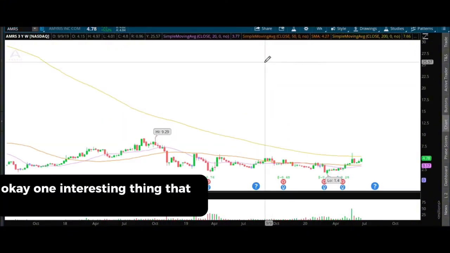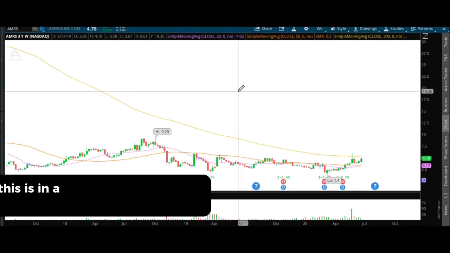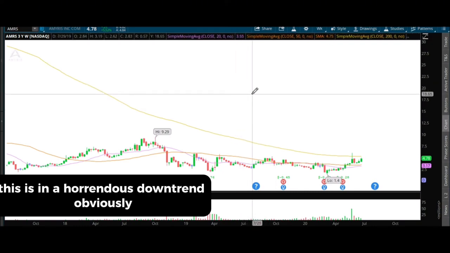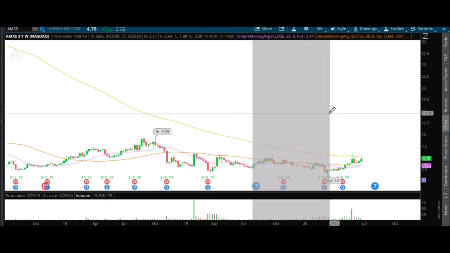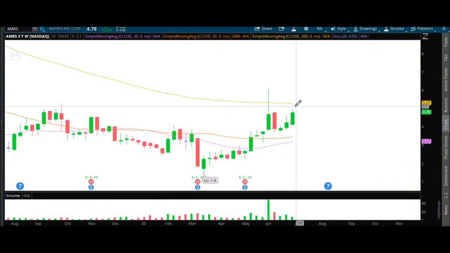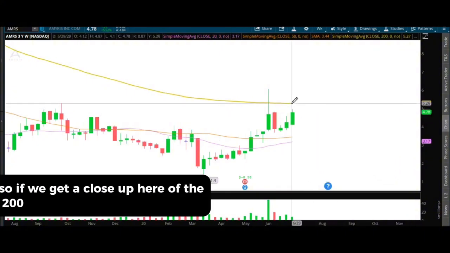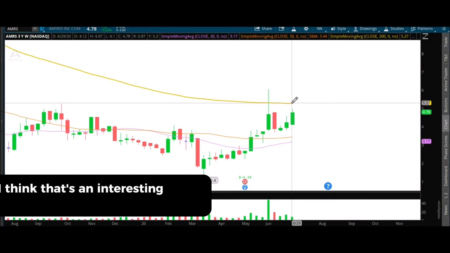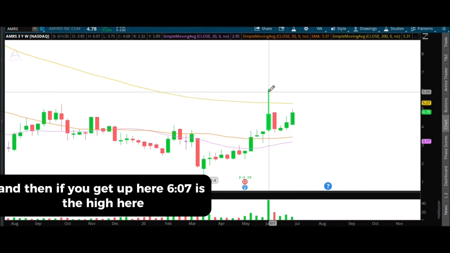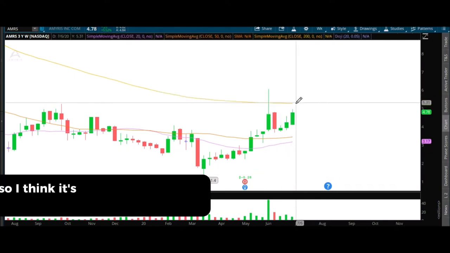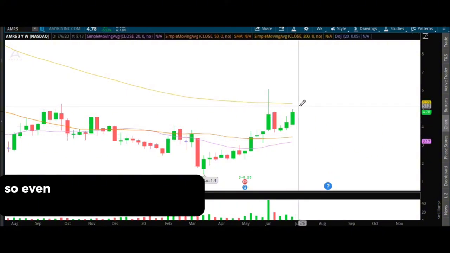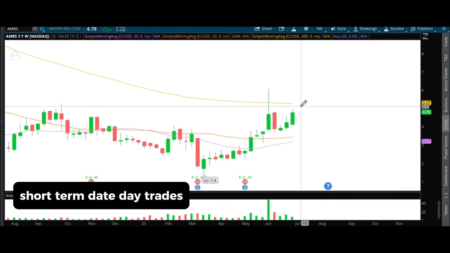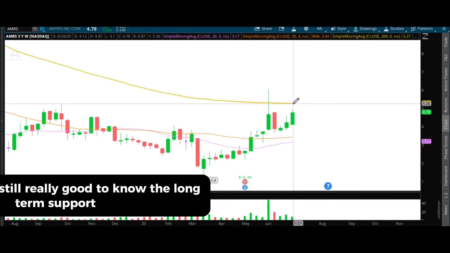Okay, one interesting thing that I just noticed was the weekly moving average. This is in a horrendous downtrend, obviously, but it looks like it's attempting to make some sort of breakout here. So if we get a close up here of the 200-week moving average at 527, I think that's an interesting area. If we close the week above that, and then if you get up here, 607 is the high here, who knows what could happen. So I think it's worth setting the alerts here, and then for support somewhere down here. So even when we're looking for short-term day trades, it's still really good to know the long-term support and resistance.